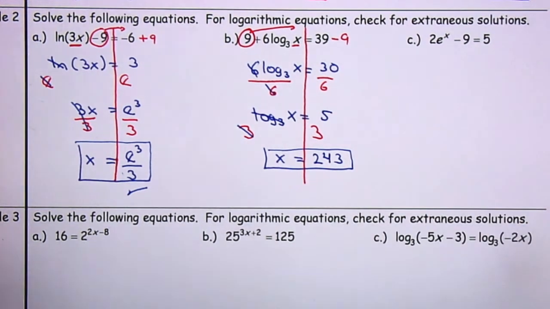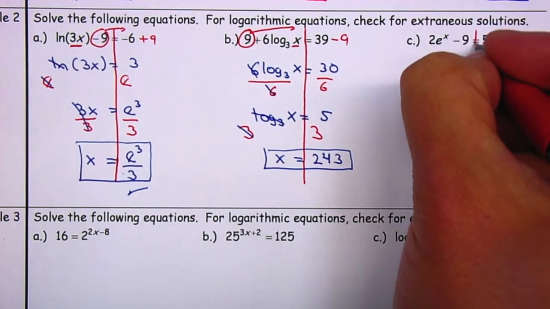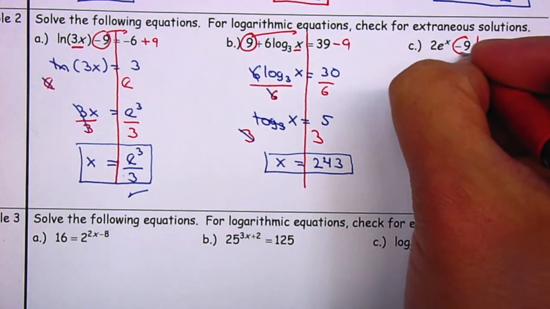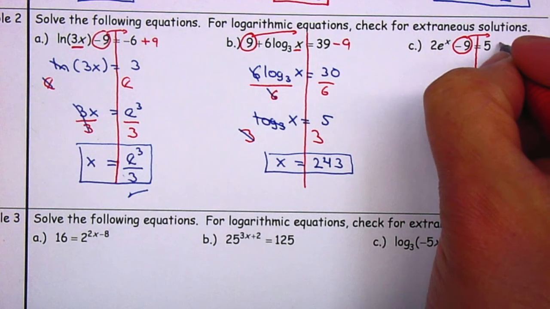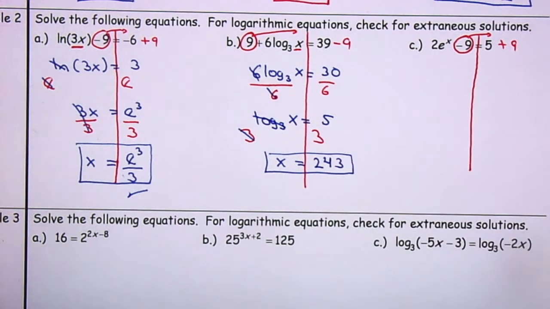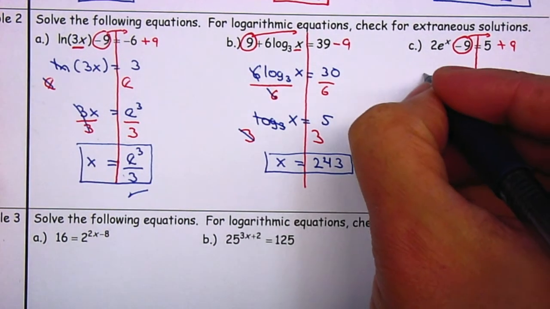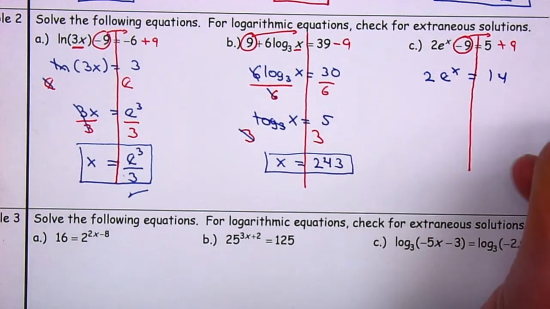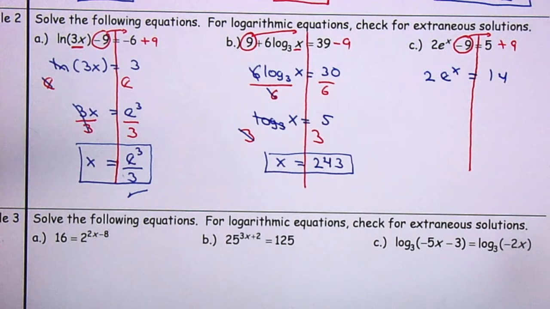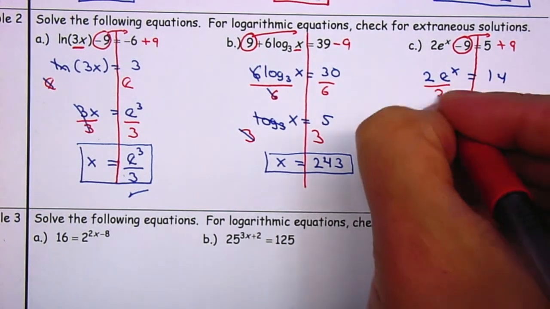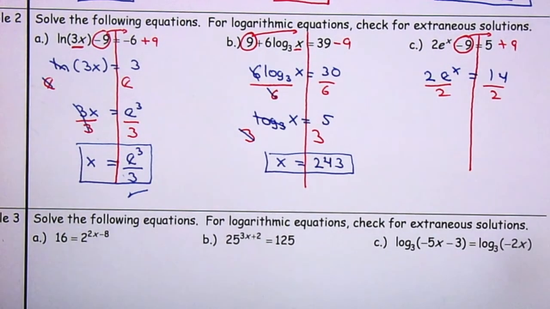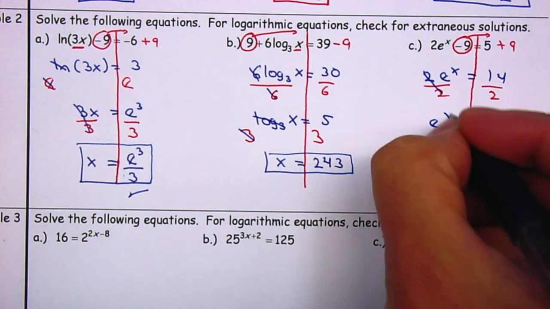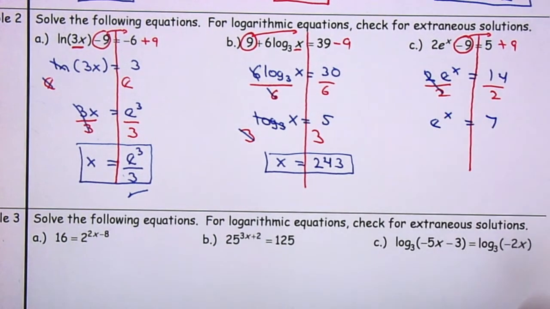For letter C, I'm going to go through the same process. So the line, I'm going to move my 9 to the right, becomes a positive 9. We have 2 e to the x power is equal to 14. I want to get rid of the 2, it's multiplying. I'm going to divide by 2 on both sides. That will cancel. We have e to the x is equal to 7.